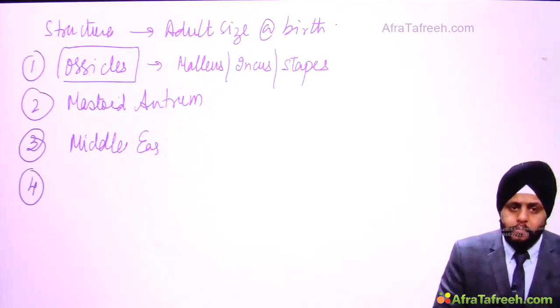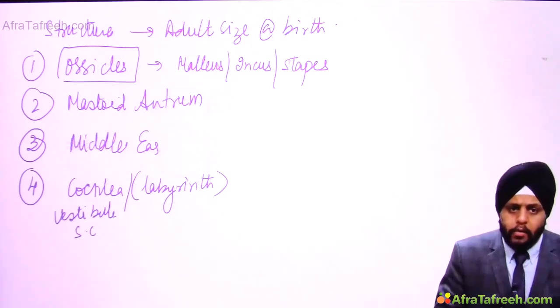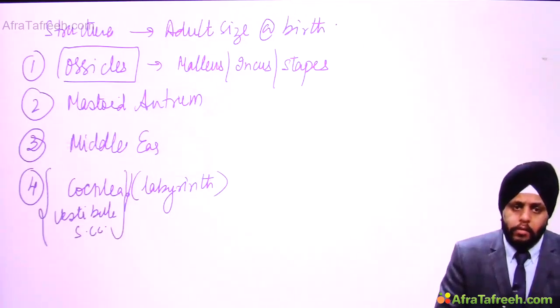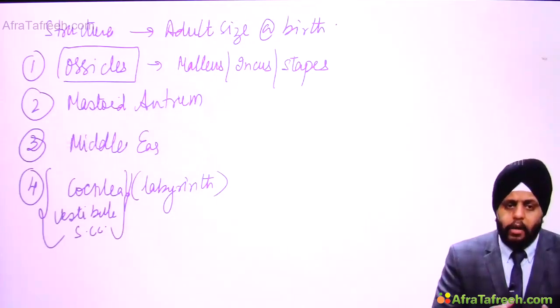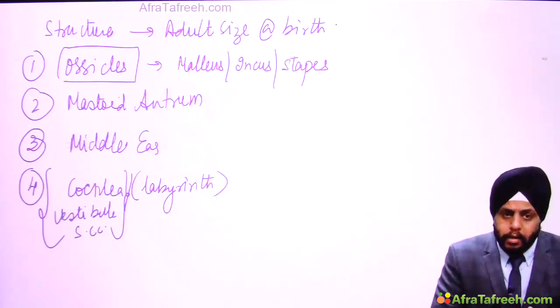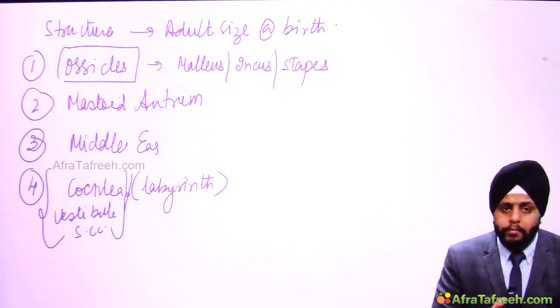Okay. What else? Cochlea. Or I can say the labyrinth. You see, the complete labyrinth: the cochlea, the vestibule, the semicircular canals. All these three contribute and they are now known as the labyrinth. So the labyrinth, the inner ear, is again adult size at birth. Remember, the cochlea is the sensory organ, the organ of Corti. The organ of Corti achieves adult configuration by 25 weeks. So that means the cochlea is fully developed. Not just the cochlea, the whole labyrinth is fully developed at birth.